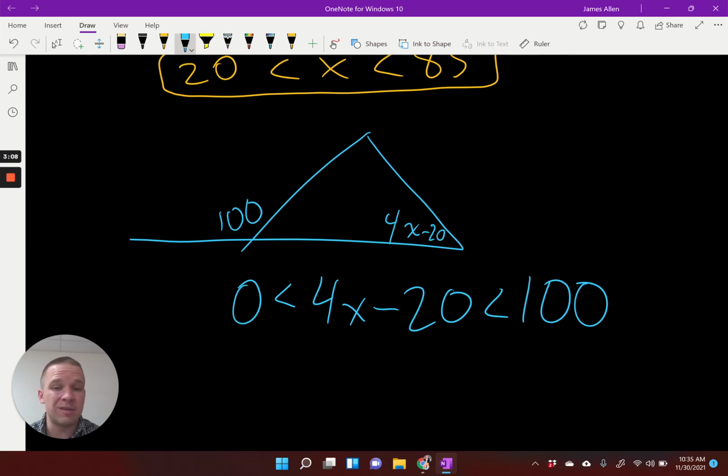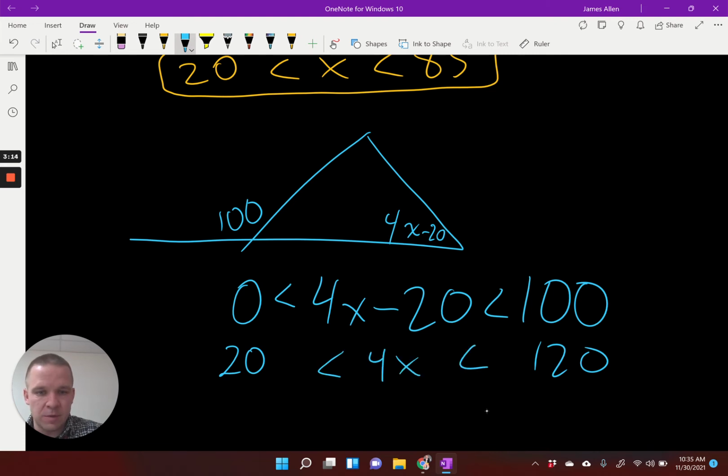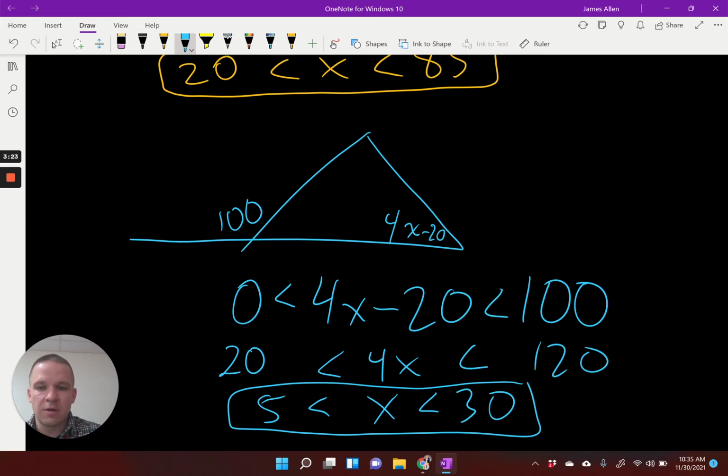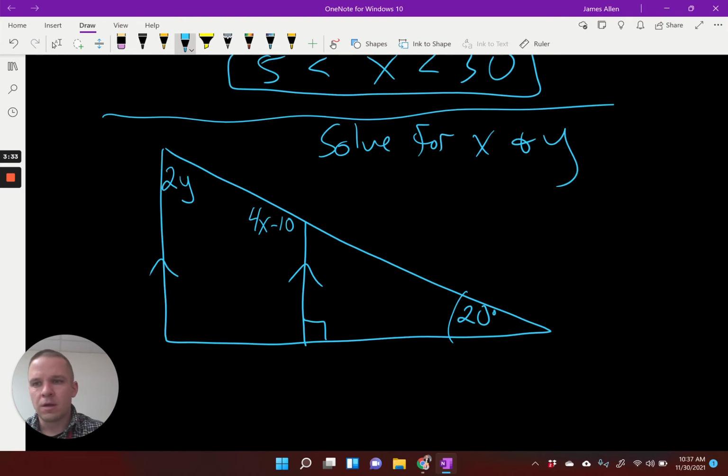All righty, so now I can just solve it the same way I did before. I'm going to add 20 to everything. So now I have 4x in between. Divide by 4, and I'm going to get 5, and I will get 30. There's my final answer. Those are my restrictions on x. Both scenarios there. You do have to pick either 0 or 180 to use. That is why I picked 180 in the first one, and why I picked 0 in the second one.